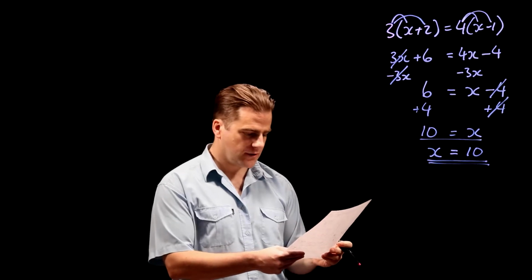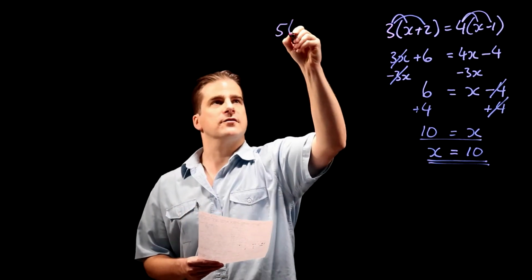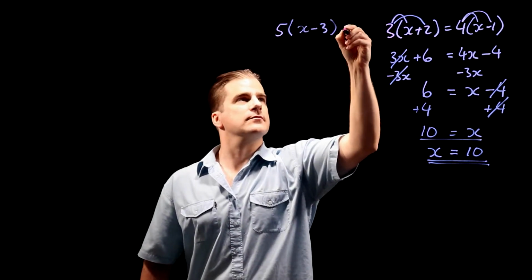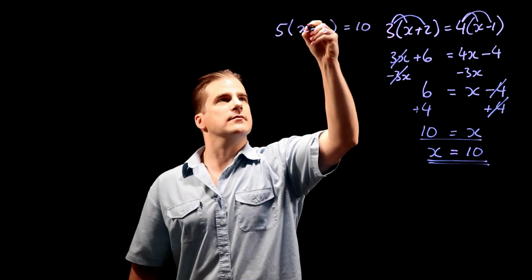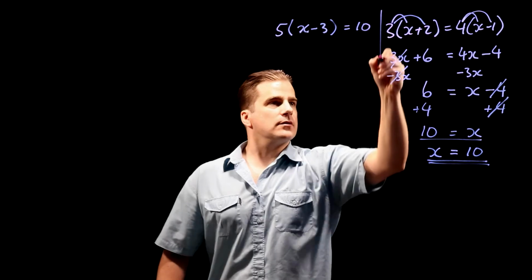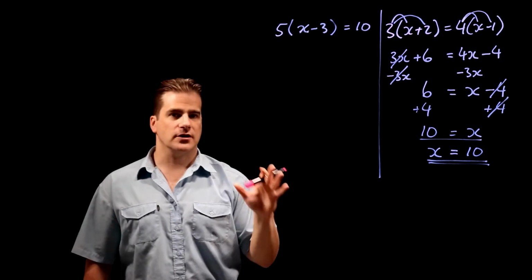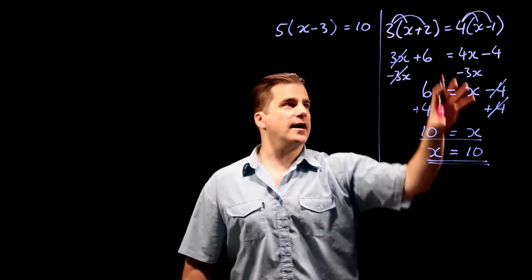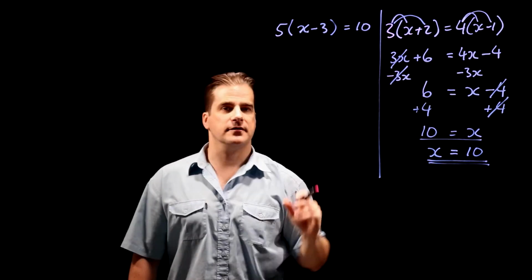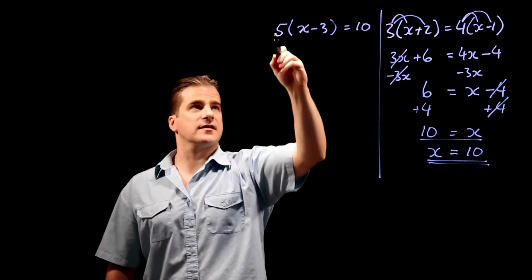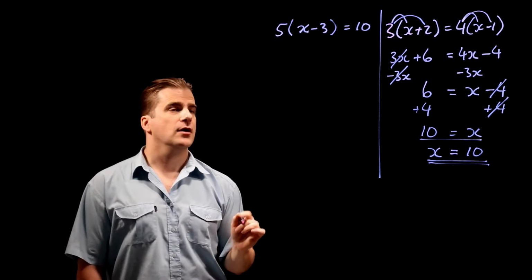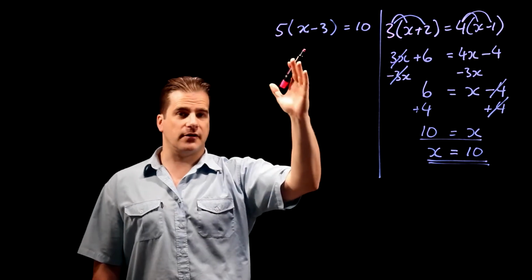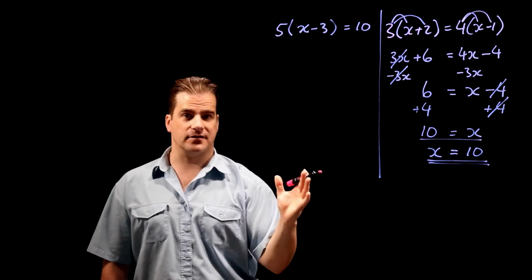Right. Let's do 5 times x minus 3 equals 10. Okay. So, I wanted to do this example to show that you don't always need to immediately jump in to multiplying out the brackets. In this case, you had no choice. But in this case, you don't immediately have to do 5 times x and then 5 times minus 3. Because what if we divided both sides by 5 first? You can actually avoid having to multiply out the bracket, and sometimes it's better to do that.